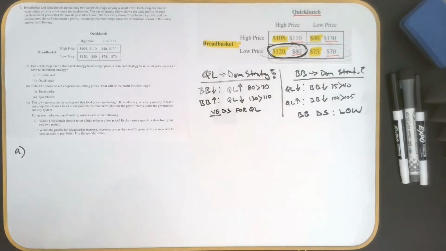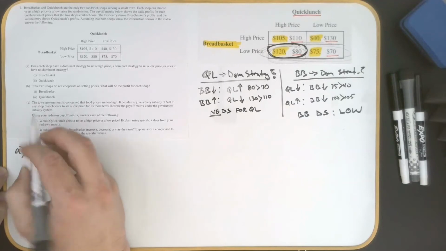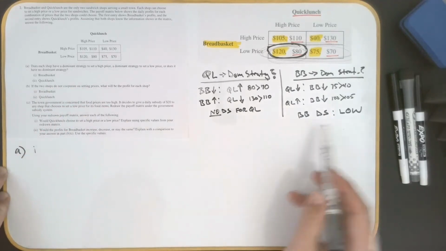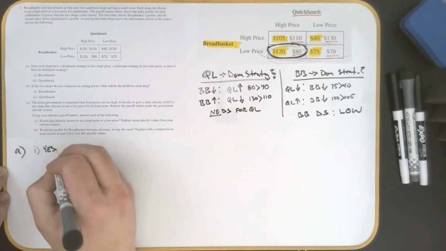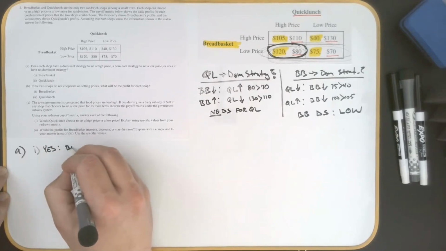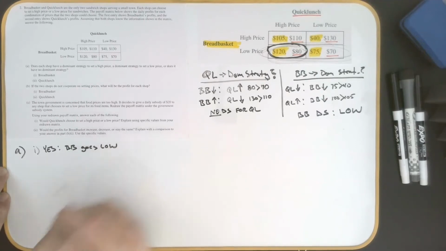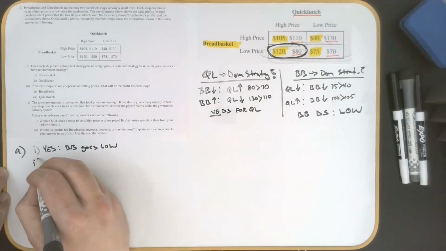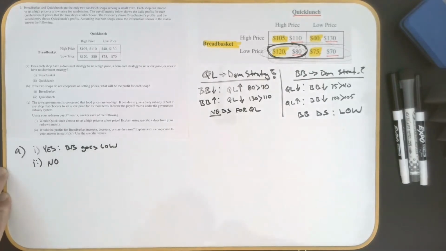Question A: does each shop have a dominant strategy to set a high price, a dominant strategy to set a low price, or no dominant strategy? Well, we already figured that out. We don't have to explain, we're just going to answer them. Does Breadbasket have a dominant strategy? We will say yes. Breadbasket goes low. Question 2, does Quick Lunch have a dominant strategy? No, they do not. Next one, B.